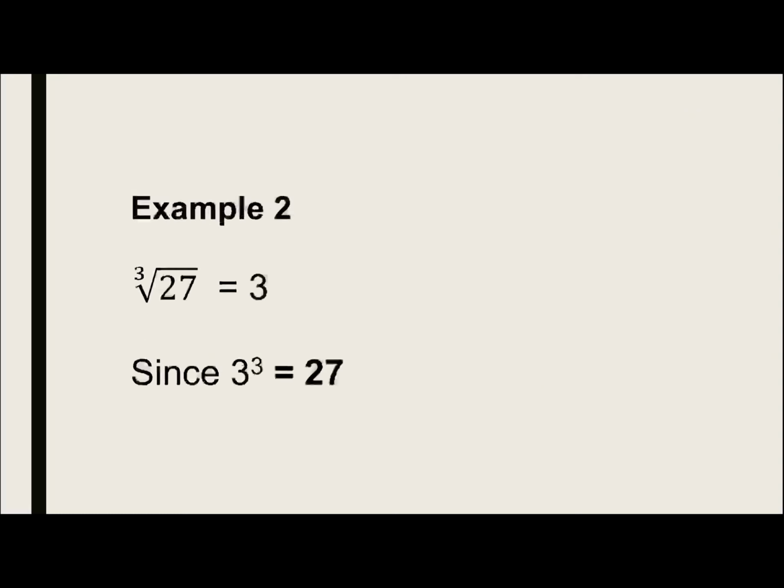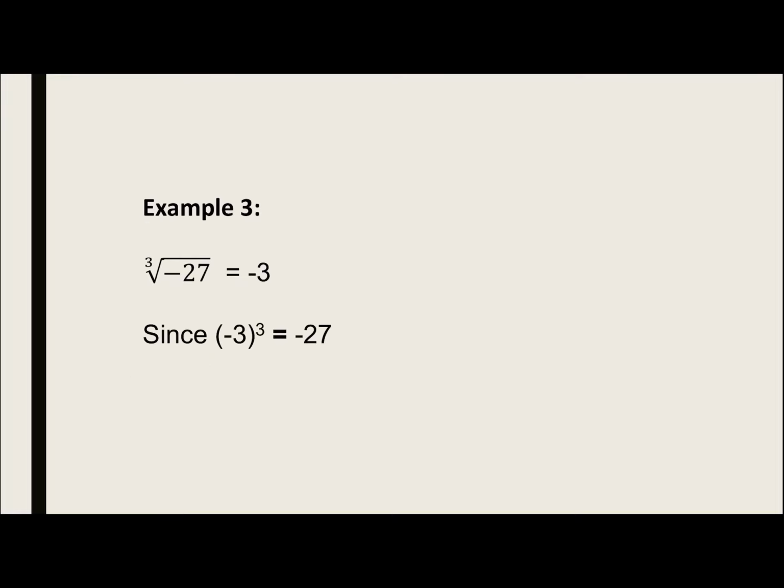Example 2. The cube root of 27 equals 3, because 3 cubed is 27. 3 times 3 is 9, times 3 is 27. Example 3. The cube root of negative 27 equals negative 3, because negative 3 cubed is negative 27. Because a negative times a negative equals a positive, times a negative would equal negative. And 3 times 3 times 3 is 27. You can take the cube root of a negative.